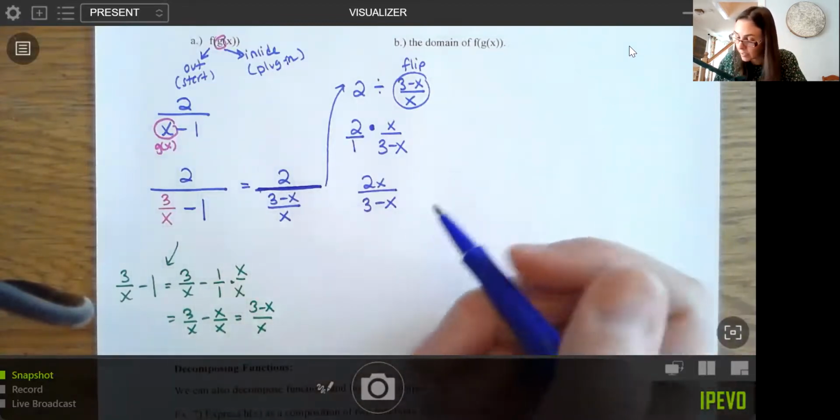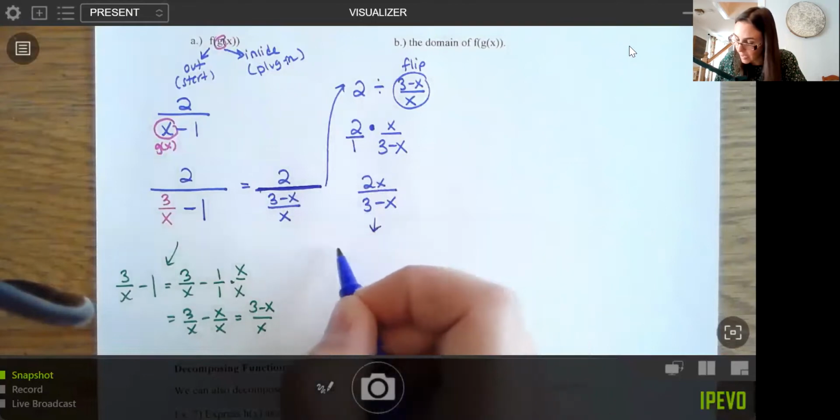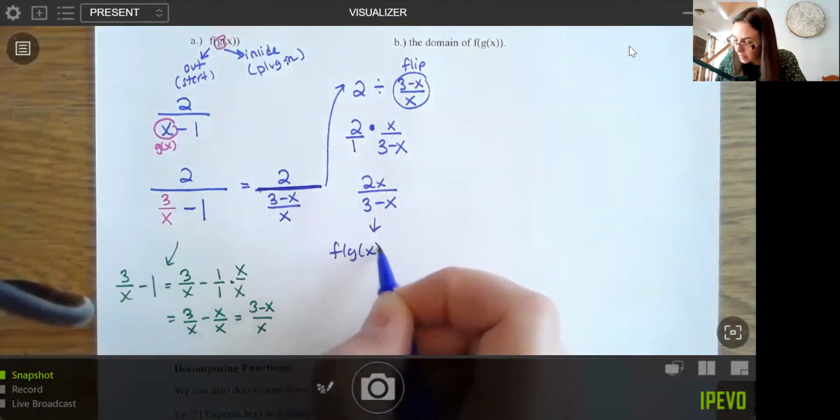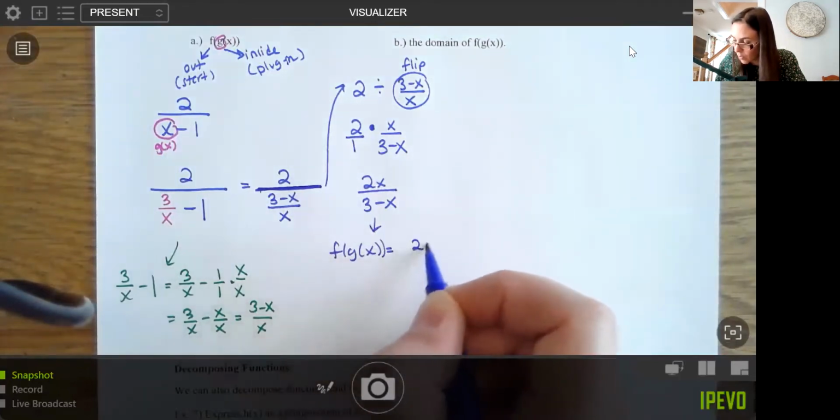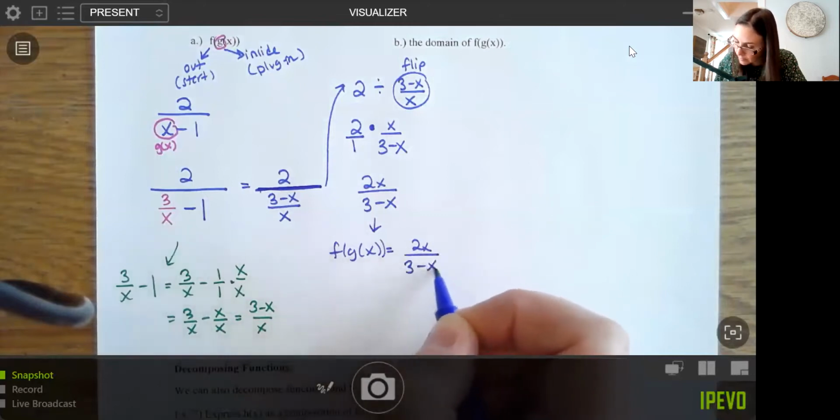And finally, we're done. So our final answer is that f of g of x is equal to 2x over 3 minus x.